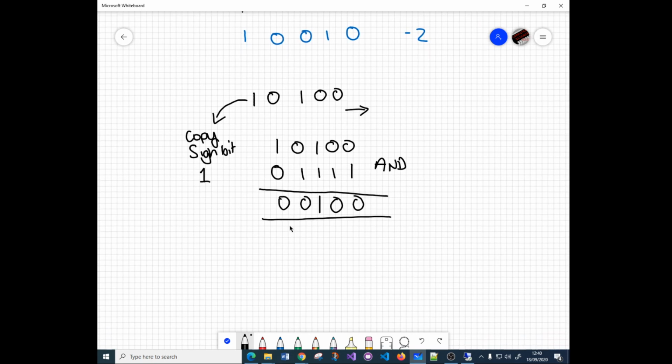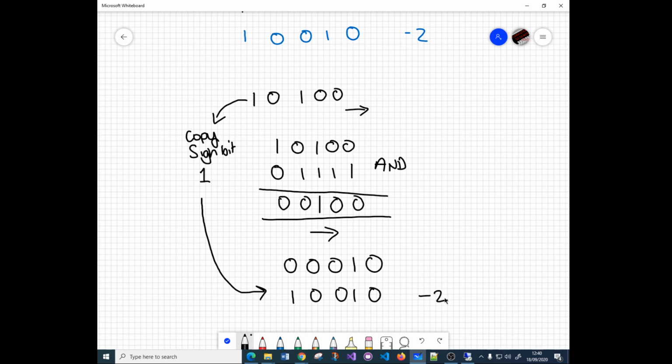Right, now I've got that, I can shift it. So let's shift this right now. So I'm going to get 0, 0, 0, 1, 0. All looking good. But I've now got to put the sign bit back. So whatever the sign bit was, put that back. So I end up with 1, 0, 0, 1, 0, which is minus 2. Hooray! Got to the answer.